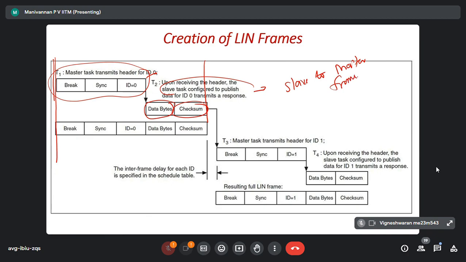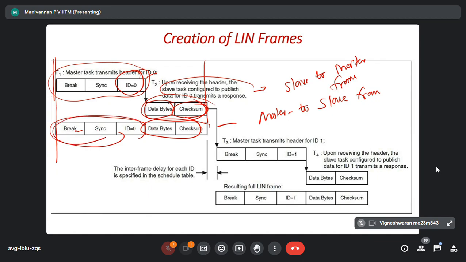Why slave to master frame? The slave has this data. The master sent the header. The other one is where the master sent this. Correct? Header, and the master has the data. They call it master to slave frame. That's what I was explaining to you. Master to slave frame, because the master also is a slave. After receiving the ID, the master knows he has the data, not the others. He will give the data back.